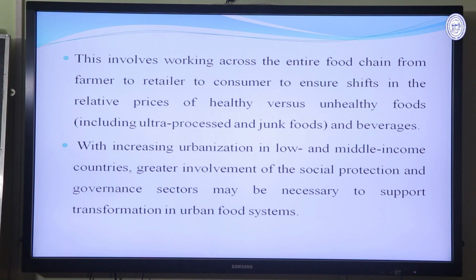So, this involves working across the entire food chain, from farmer to retailer to consumer, to ensure a shift in the relative prices of healthy versus unhealthy foods. With increasing urbanization in low and middle income countries, greater involvement of the social protection and governance sector may be necessary to support the transformation in the urban system.